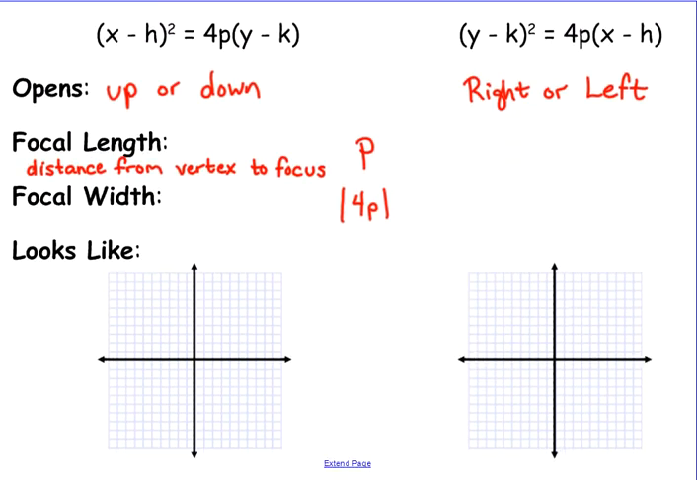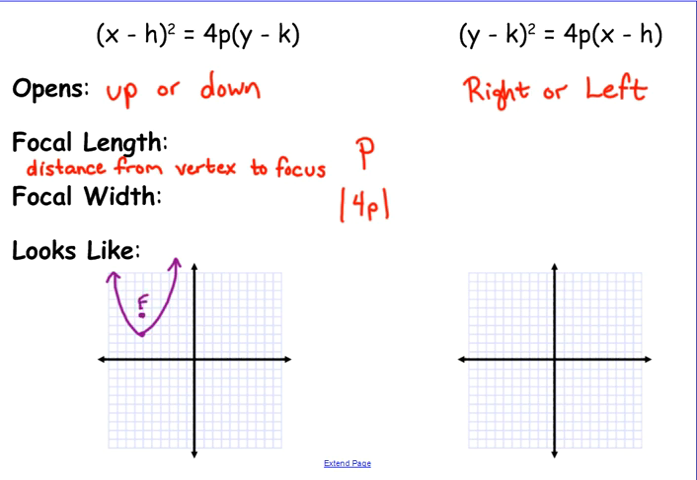Now, let's draw a picture to help us make a little bit more sense of this, and give us some examples of what these may look like. So I'm just going to put a random vertex over here. This is the traditional parabola that we're used to seeing. But the focus would be here.